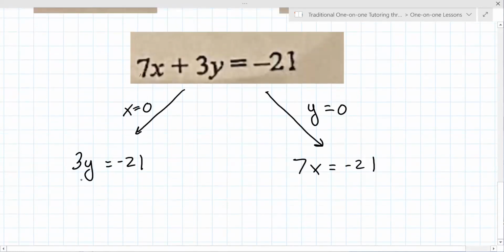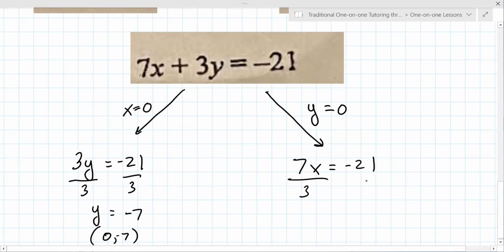Okay, so let's solve for y here. So we're going to divide both sides by 3. So what does y equal? Y equals negative 7. Negative 7. So what is the ordered pair over here on the left? The ordered pair is 0 and negative 7. 0, negative 7. And then the one on the right?